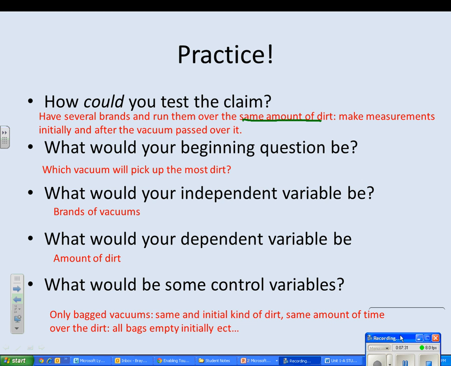You don't want to do one on carpet and then do one on tile. Vacuums work differently like that. Power source. Make sure they all have the same power source, the same amount of power going in. There's a lot of control variables. So I hope you see the difference there between a control variable versus a control group as well.